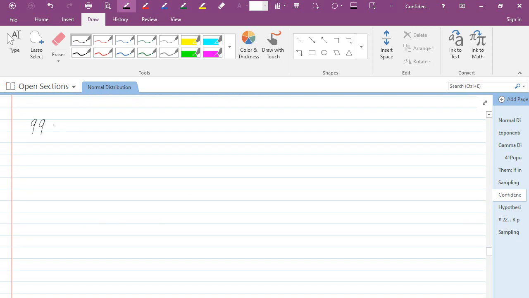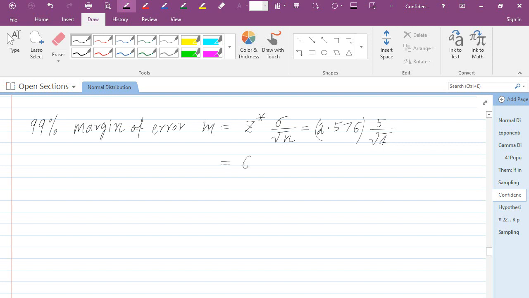So the 99% margin of error would be Z star times sigma over root of n. And for us, for the 99% confidence interval, Z star is 2.576. And you multiply that with sigma, which is 5, over root of 4, where 4 is the sample size, and that is equal to 6.44.